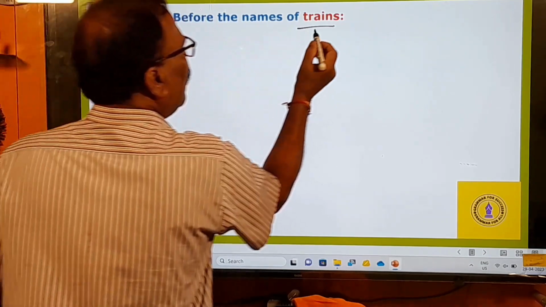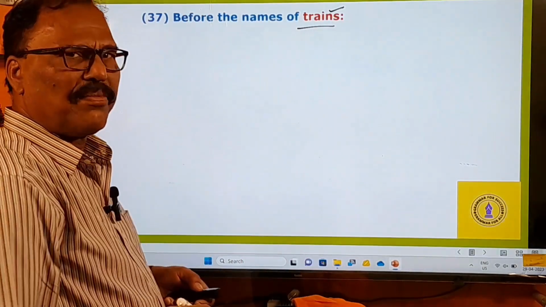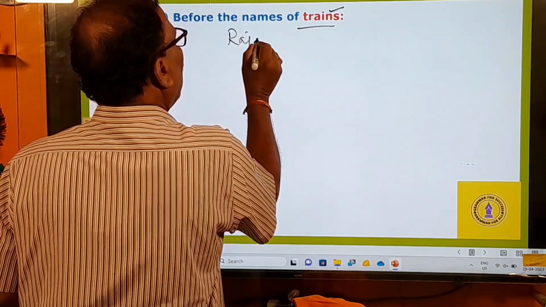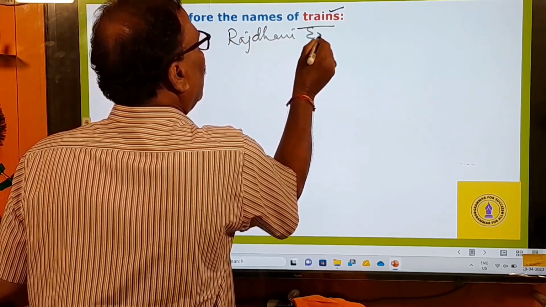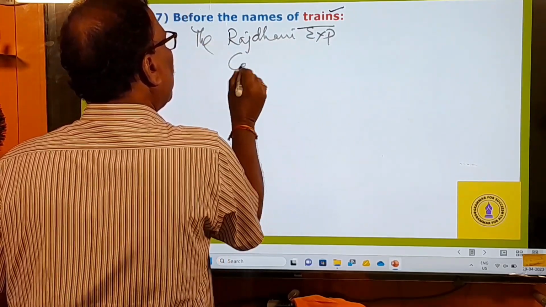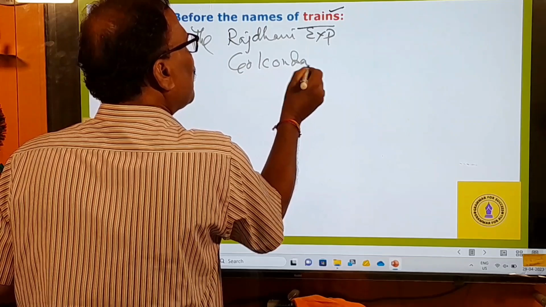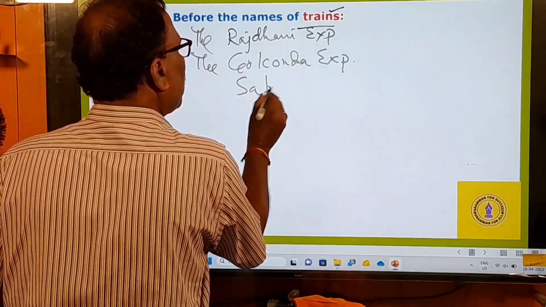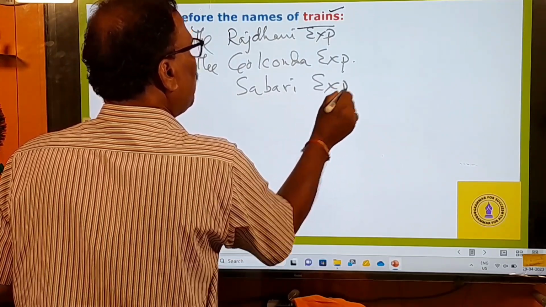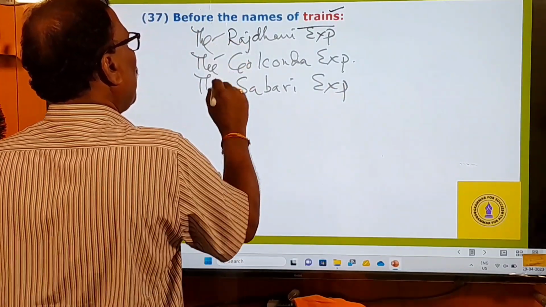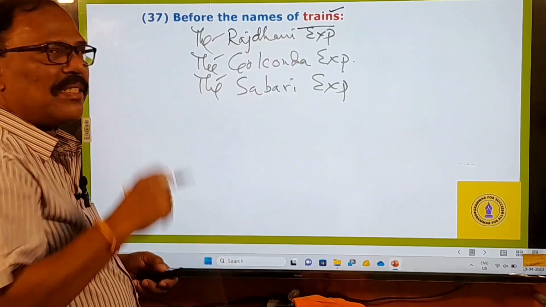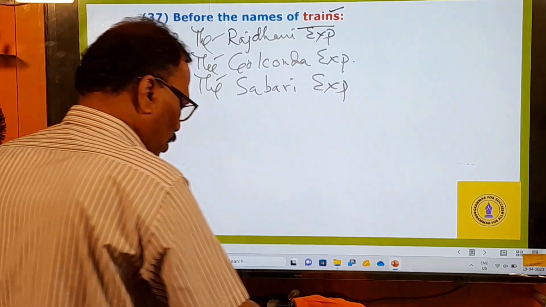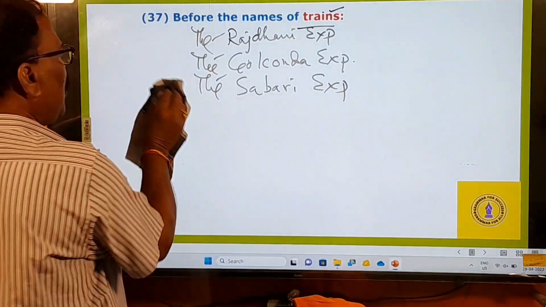37th: before all the names of trains, we must use the definite article. For example, the Rajdhani Express is there. And the Golconda Express. In Telangana, you find this, the Golconda Express. The Sabari Express, Thiruvananthapuram. You have to say the Sabari. Before all the names of these expresses, these are all the names of trains, we must use the definite article. And now let us see the questions on that.